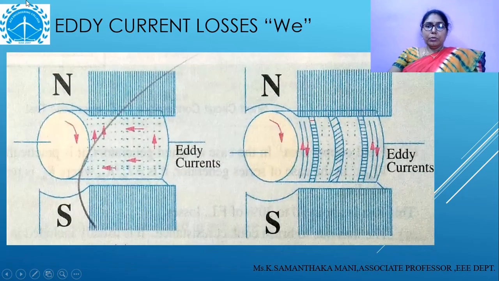Now, I would like to explain the concept of eddy current losses with the help of these two diagrams. I consider two cases, case 1 and case 2 here. In case 1, I consider the armature core as a completely solid one. In the second diagram, I have considered a laminated core for the armature, in case 2.